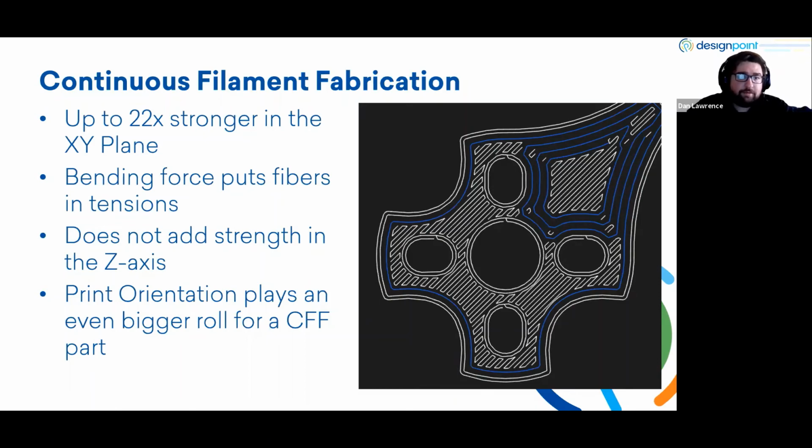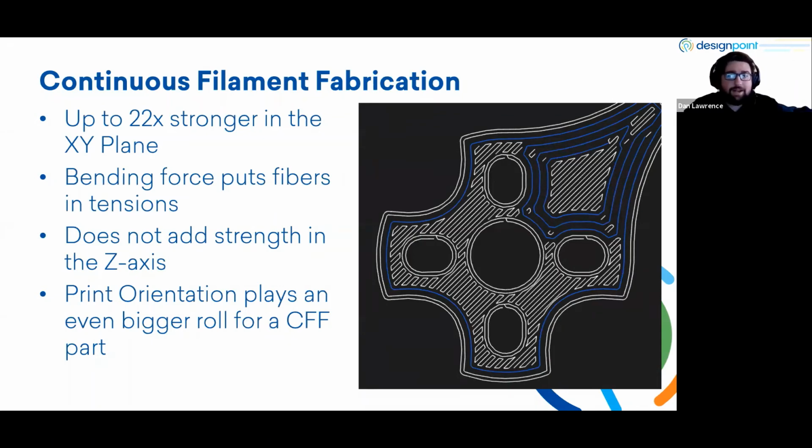Right, but if you're not familiar, adding fiber can make parts up to 22 times stronger in the XY plane, specifically in the layers that you're adding them to. Because when you're putting a bending force on it, it's going to put these fibers in tension. And continuous fibers are very strong in tension. But it's not going to add strength in the Z-axis because you're only adding it in those layers. So you're not reinforcing in between those layers. You're only reinforcing that specific layer that you're adding the fiber in. So that's why print orientation plays an even bigger role when you're looking at adding continuous fiber to your part.